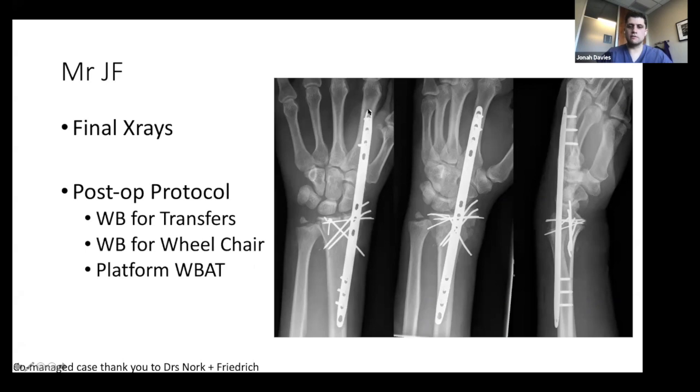Why would we use this versus an external fixer? I can tell you at our institution, we will put these in a lot of patients that have lower extremity injuries. Depending on the injury, most of the time we will let them weight bear on this hand with a splint for transfers, platform weight bear with an adapted walker.